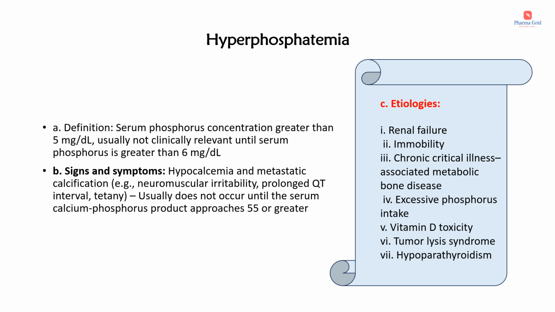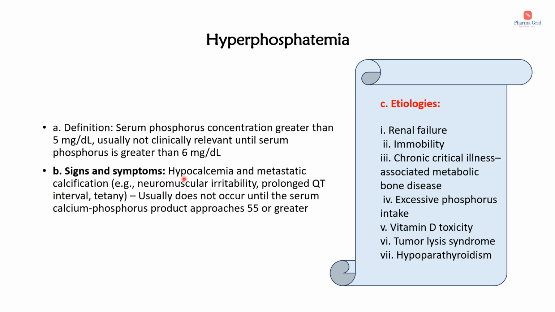Then hyperphosphatemia. Here, serum phosphorus concentration greater than 5 mg per dL, usually not clinically relevant until serum phosphorus is greater than 6 mg per dL. So here you can see the etiologies associated with hyperphosphatemia, that is renal failure, immobility, chronic critical illness associated with metabolic bone disease, excessive phosphorus intake, vitamin D toxicity, tumor lysis syndrome, then hypoparathyroidism.